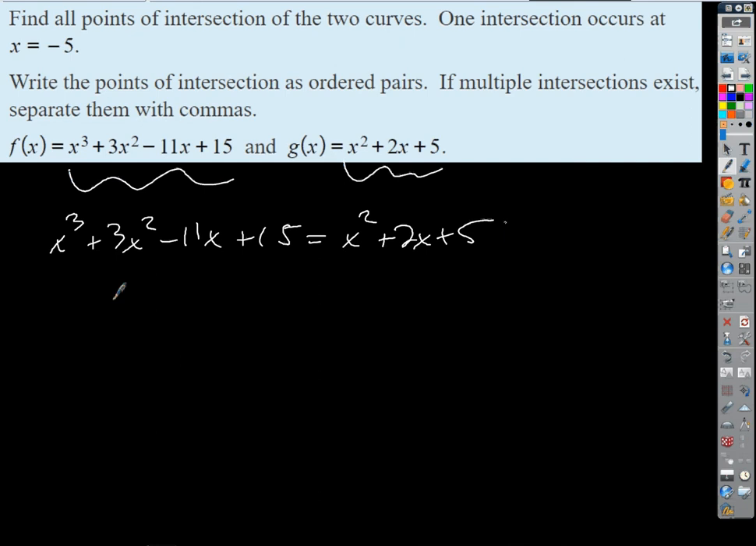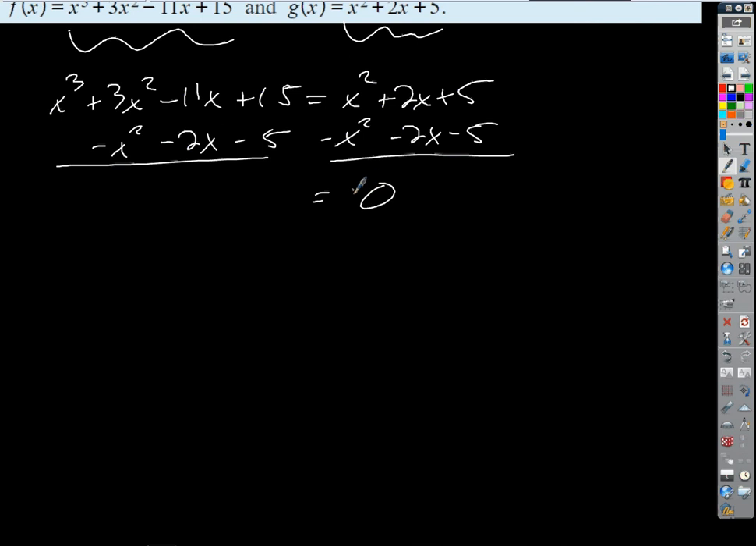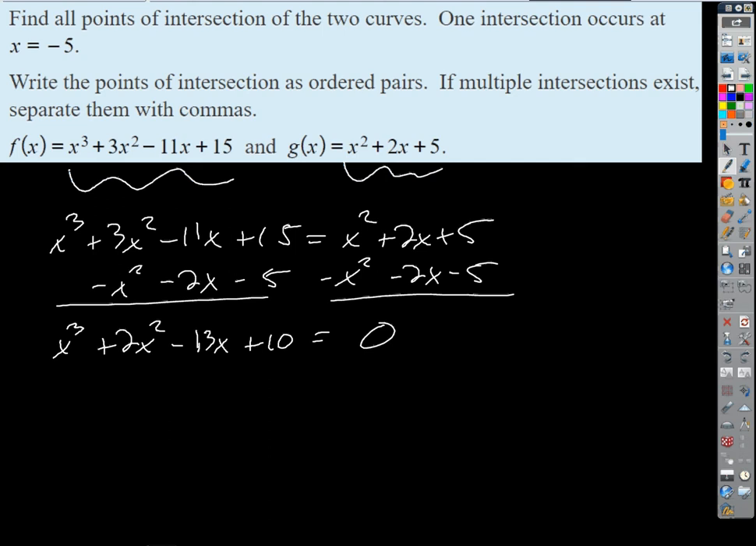So we would just subtract x squared. We would subtract 2x. And we would subtract 5. Right? And then that's going to give us, over here, everything cancels and I get my 0, right? Over here, I get x cubed plus 2x squared minus 13x plus 10 equals 0, right? Are you guys getting this over here? Okay, you're going to need to. So now, that's the equation I'm trying to solve.